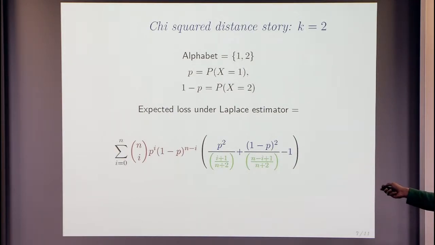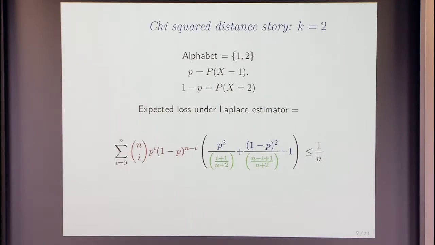The thing in brackets here is the chi-squared loss function. The thing in green is precisely the Laplace estimator. If you see i occurrences of symbol 1, you assign it a probability that's (i plus 1) over (n plus 2). And the thing in red is the probability that you will indeed see i occurrences of the symbol 1. This is the expected loss under the Laplace estimator. It's a very simple calculation to show that this is upper bounded by 1 over n for every single value of the parameter p. And that gives you really the upper bound that I talked about.